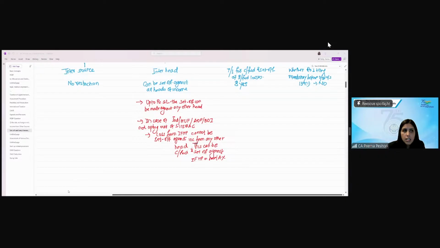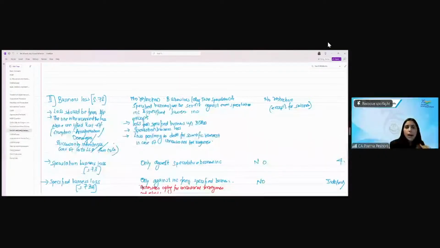Next is the exception of amalgamating companies. Loss can be set off and carried forward by the amalgamated company, subject to the satisfaction of conditions. Same in demerger, same in succession, same in conversion of company to LLP, and partnership firm to company, same.